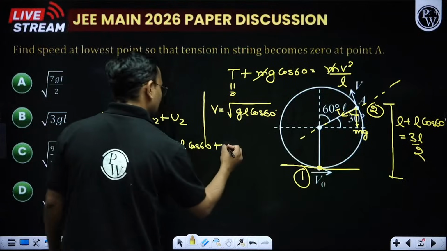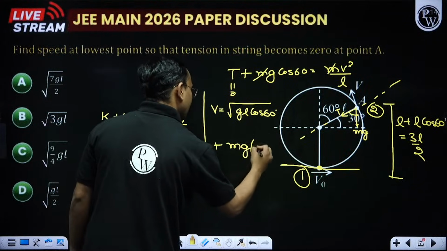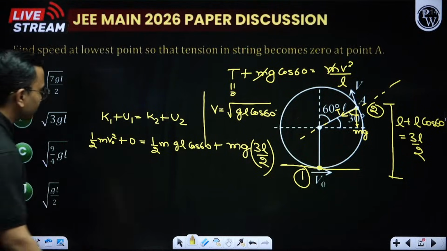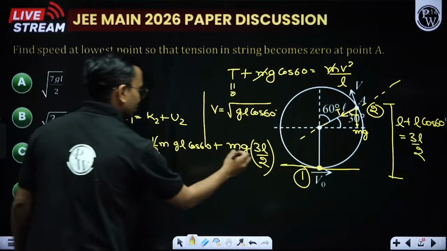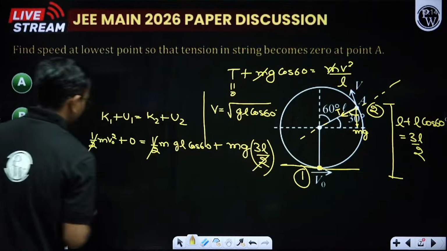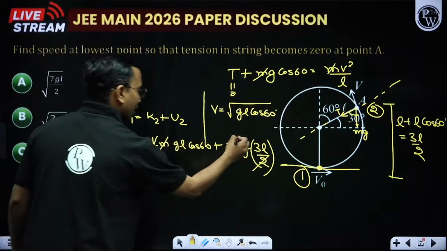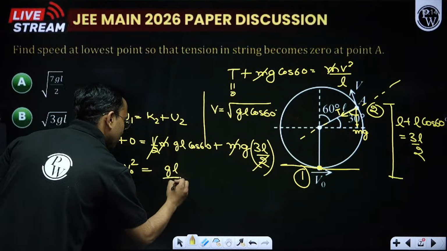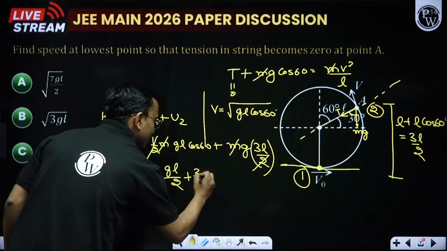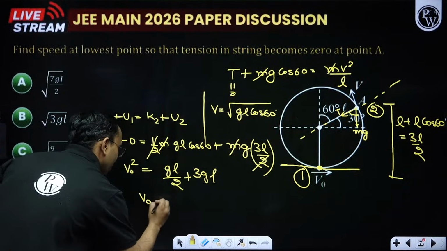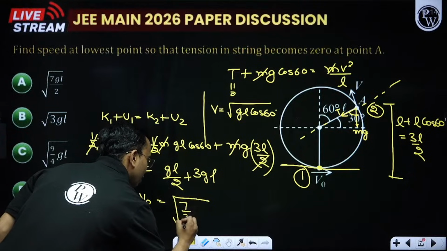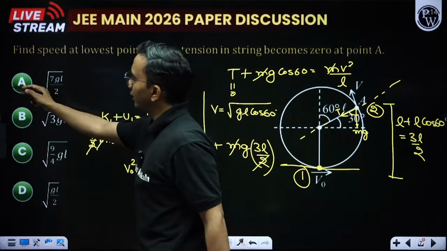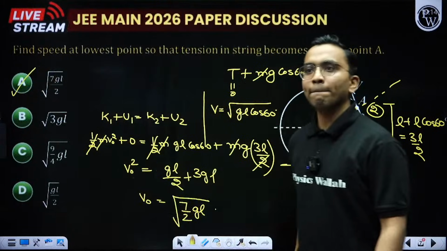So plus mg into 3L by 2. What is it now? Half m v naught square is equal to GL cos 60, which is 1 by 2, plus 3 GL. So v naught becomes root of 7 by 2 GL. Root of 7 by 2 GL is our option A.